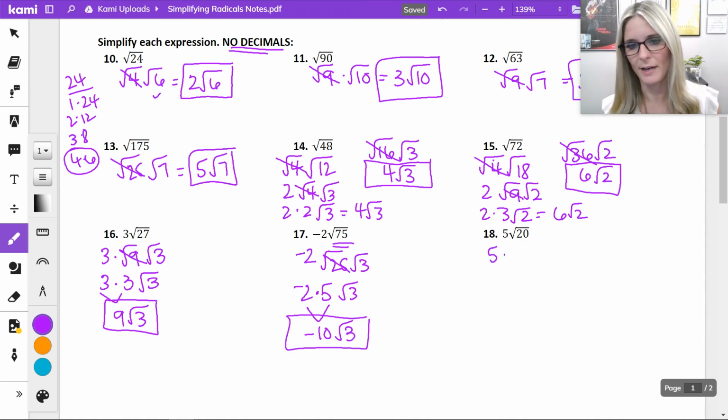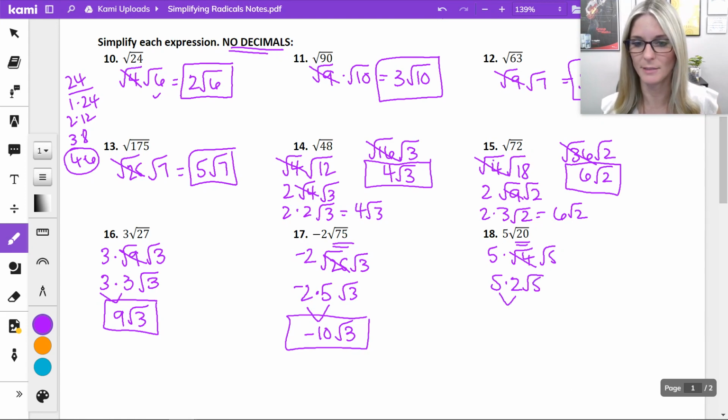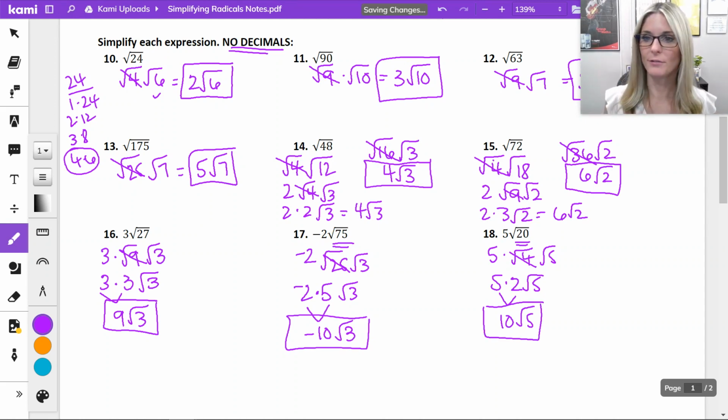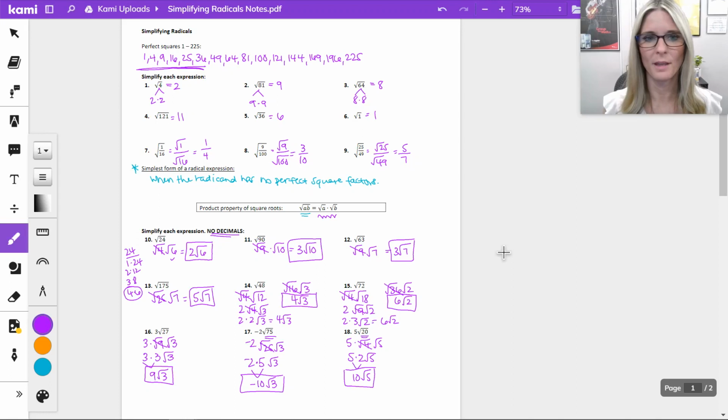18, we have a 5. Let's break down the square root of 24 times 5. The square root of 4 is a 2. So 5 times 2, radical 5. Let's simplify that 5 times 2 to make it a 10. Okay, so far, just simplifying numerical radicals. Notice there's no decimals here, okay? Leaving it in a radical form. So that's your first part of simplifying radicals.